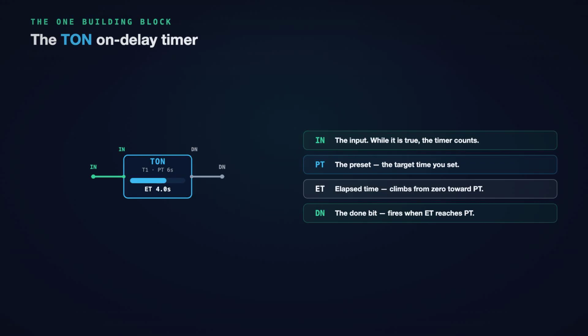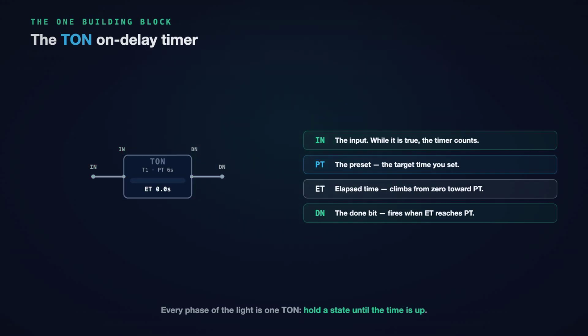Watch this one. The input goes true, elapsed climbs 1, 2, 3, 4, 5, 6 seconds, and the done bit fires. Every single phase of our traffic light is exactly this. Hold a state until a timer says the time is up. Let's build the first rung.